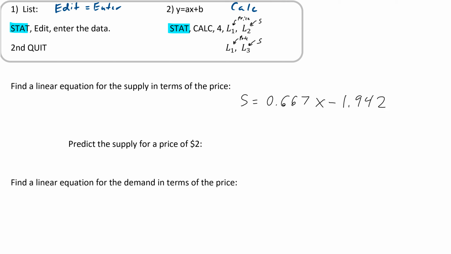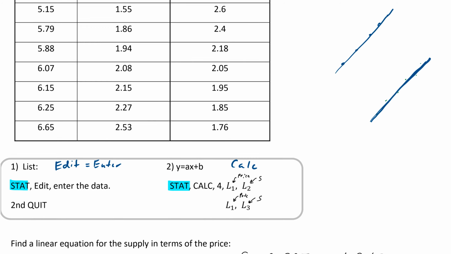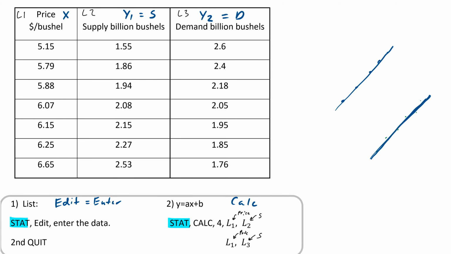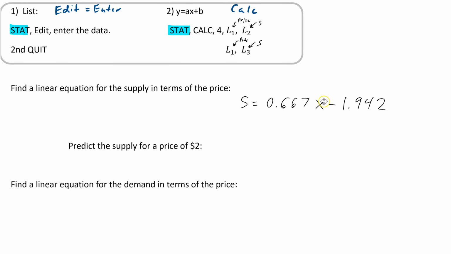And this is our linear equation. So it's negative 1.942, and it's up 0.00667x. Now, unit-wise, it's billions of bushels, right? And then the price is dollars per bushel. So again, billions of bushels, and then that's the price. So when you read this, this is the dollars per bushel that you could plug in.